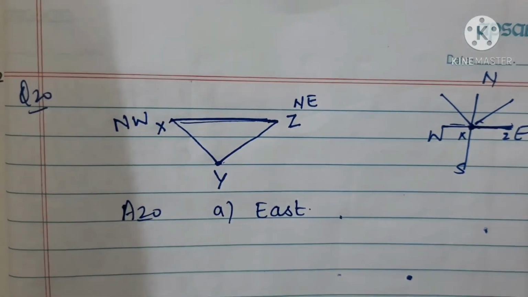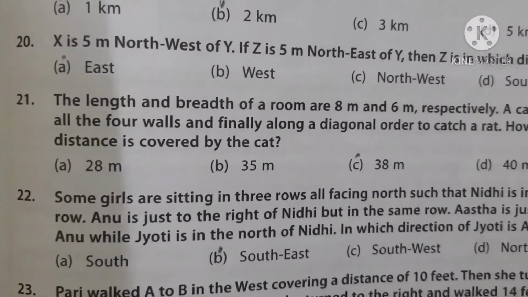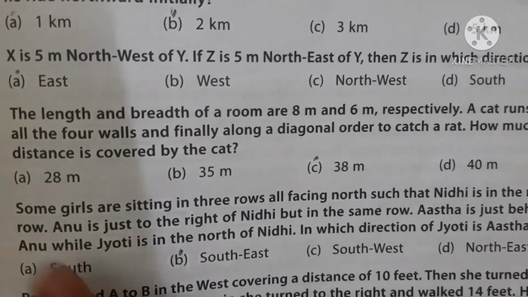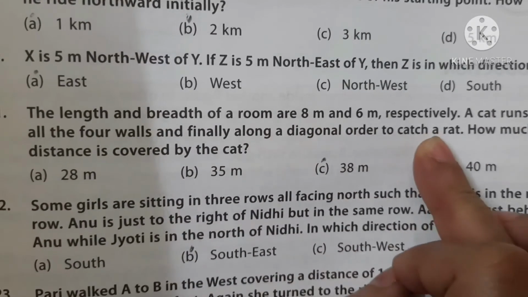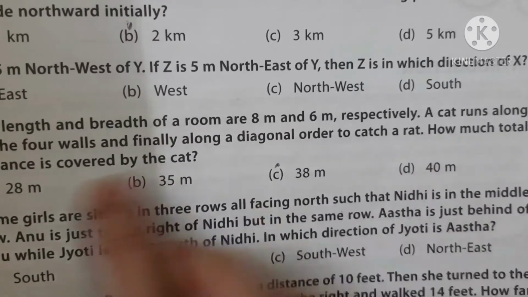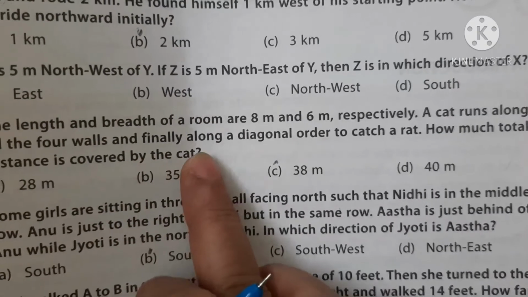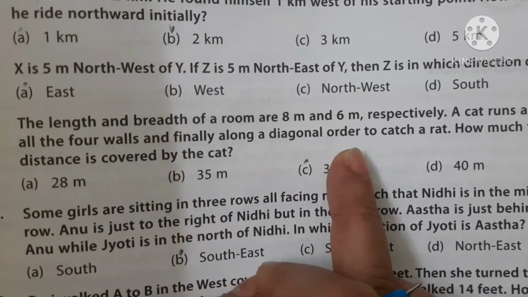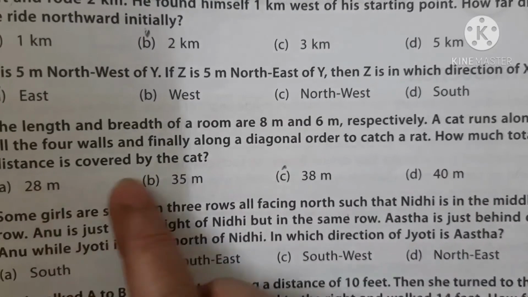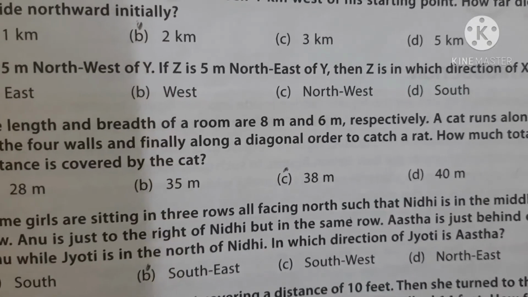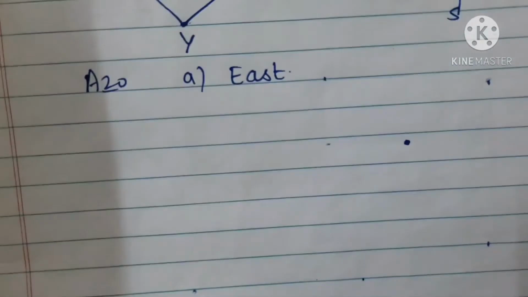Now, let's move to question number 21. Question number 21 is, the length and breadth of a room are 8 meters and 6 meters respectively. A cat runs along all the 4 walls and finally along a diagonal in order to catch a rat. How much total distance is covered by the cat? Now let's solve this question also.